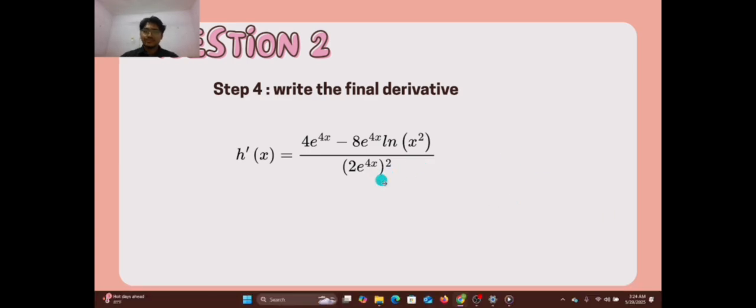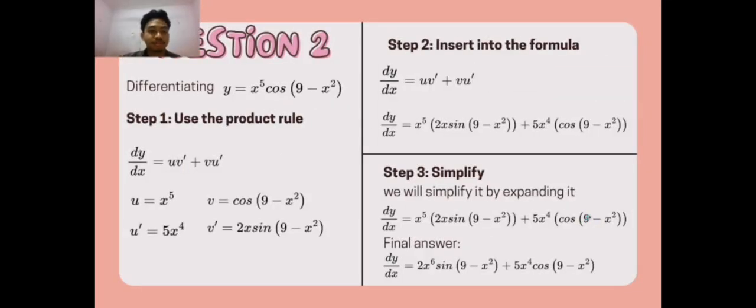Alright, thank you. Next, we'll be differentiating y equals x to the power of 5 times cosine of 9 minus x to the power of 2. For step 1, we'll be using the product rule. As you can see, this is the formula for the product rule. So we'll be substituting the equation right here into this formula.